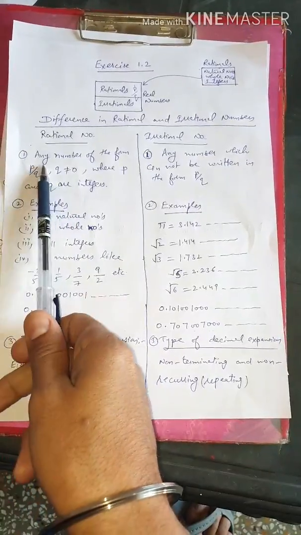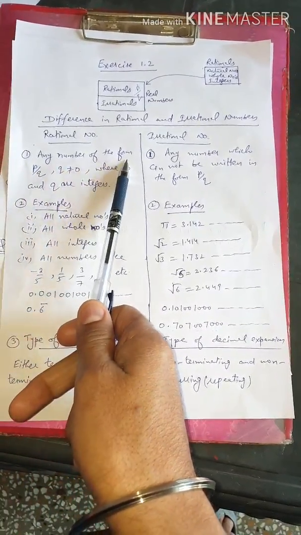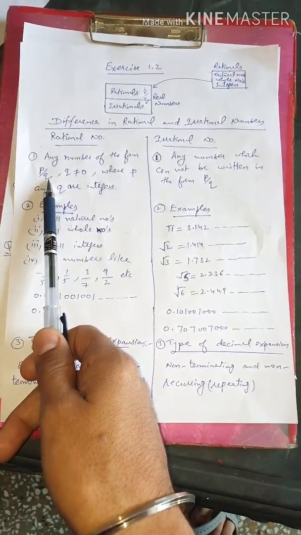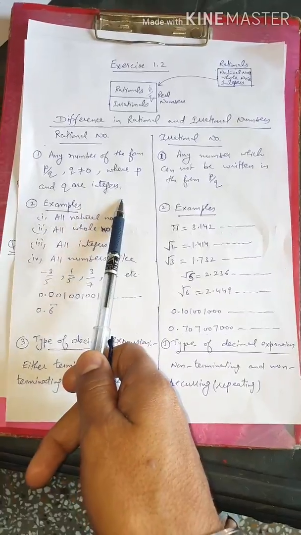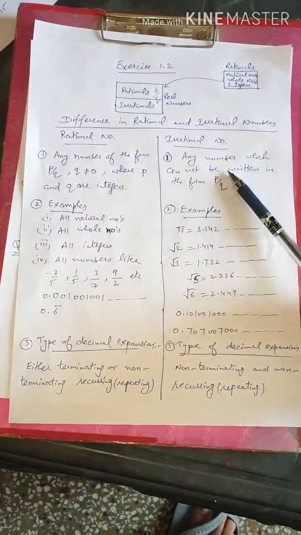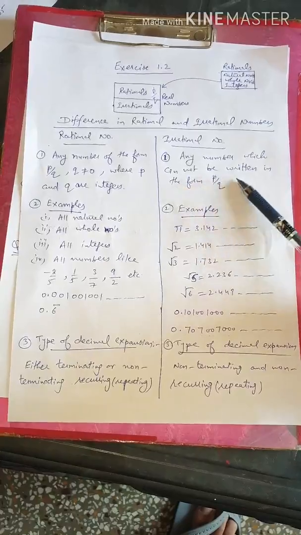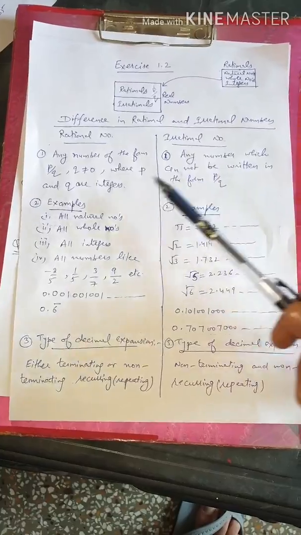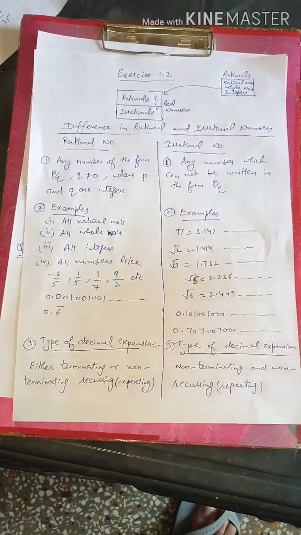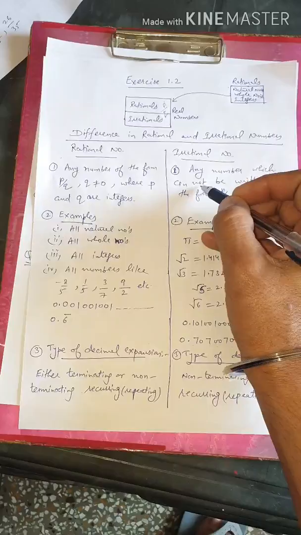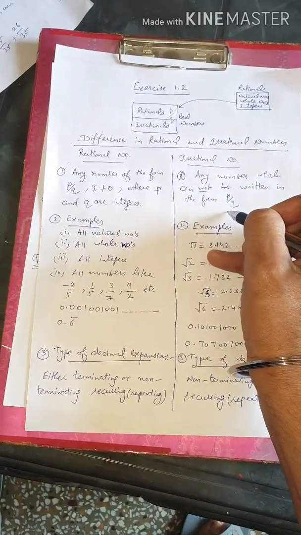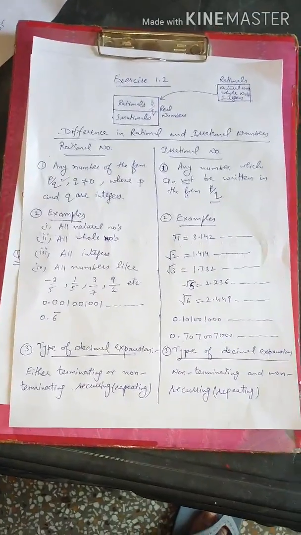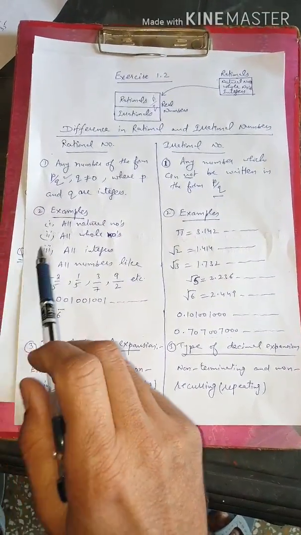Basic differences in their definition, very clearly it is given: any number of the form p upon q, q not equal to 0, meaning the denominator should not be 0, where p and q are integers. Then any number which cannot be written in the form p over q, that number is called irrational. So rationals are in p over q form and irrationals are not in this p over q form. Very first difference.